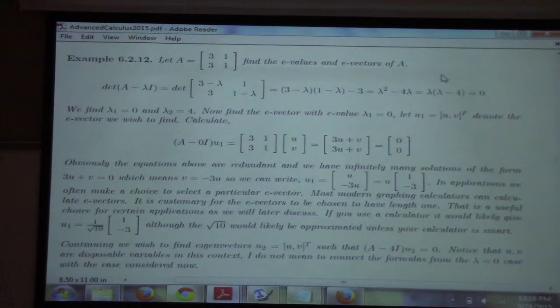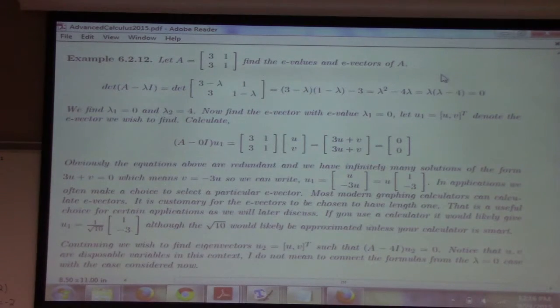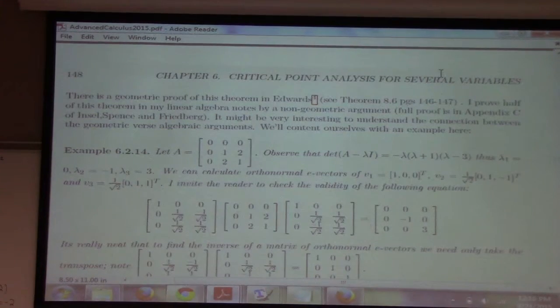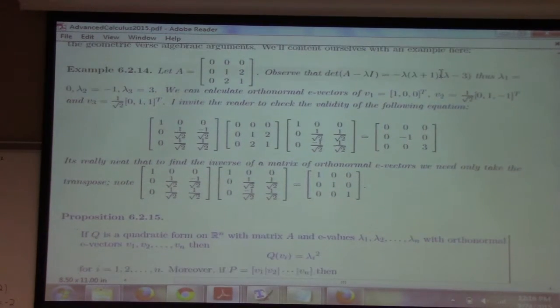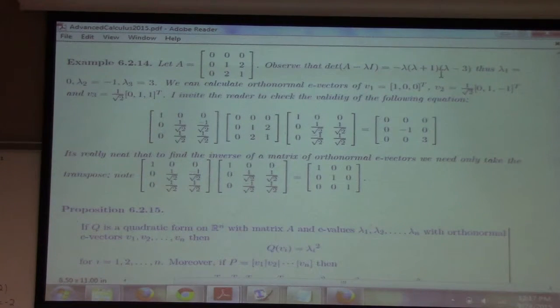Values make the determinant zero? Let me go back to basics here for a minute. Here's a better one. I wanted to show you an example in here before I put this away, and then I'll go back to the basics.